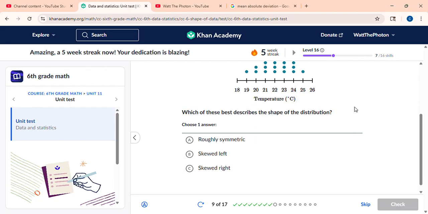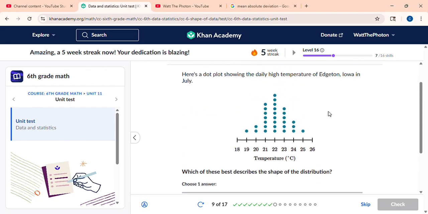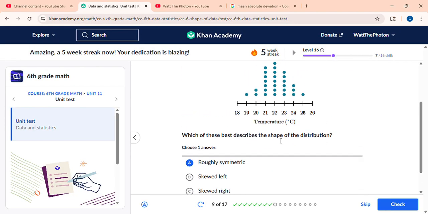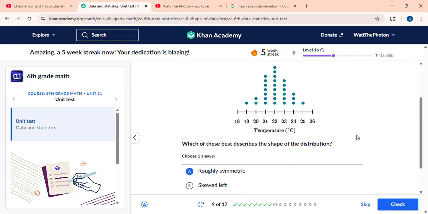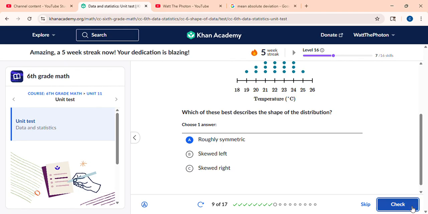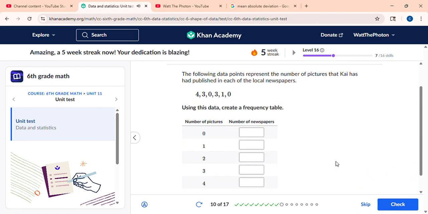Which of these best describes the shape of the distribution? Normal. Roughly symmetrical.